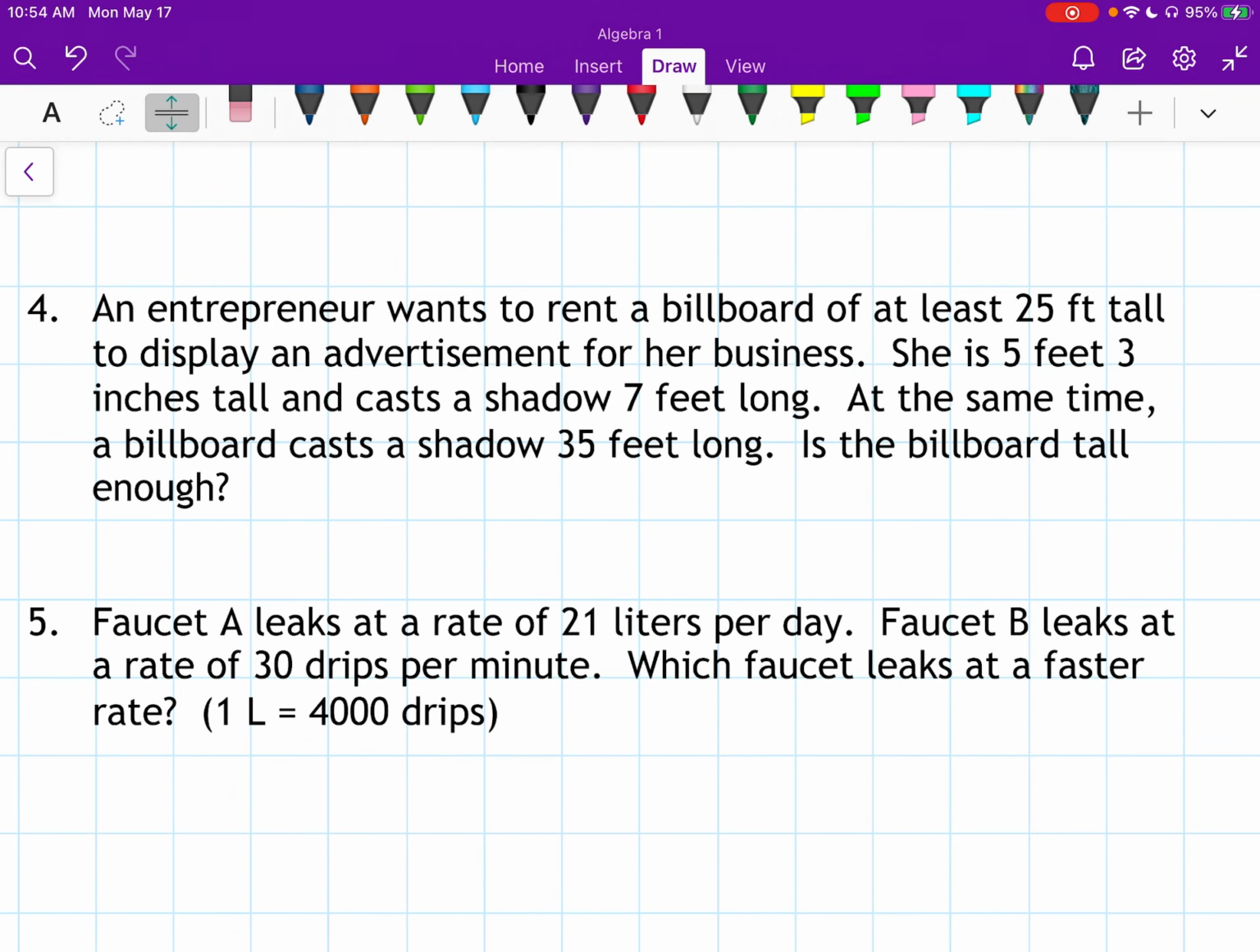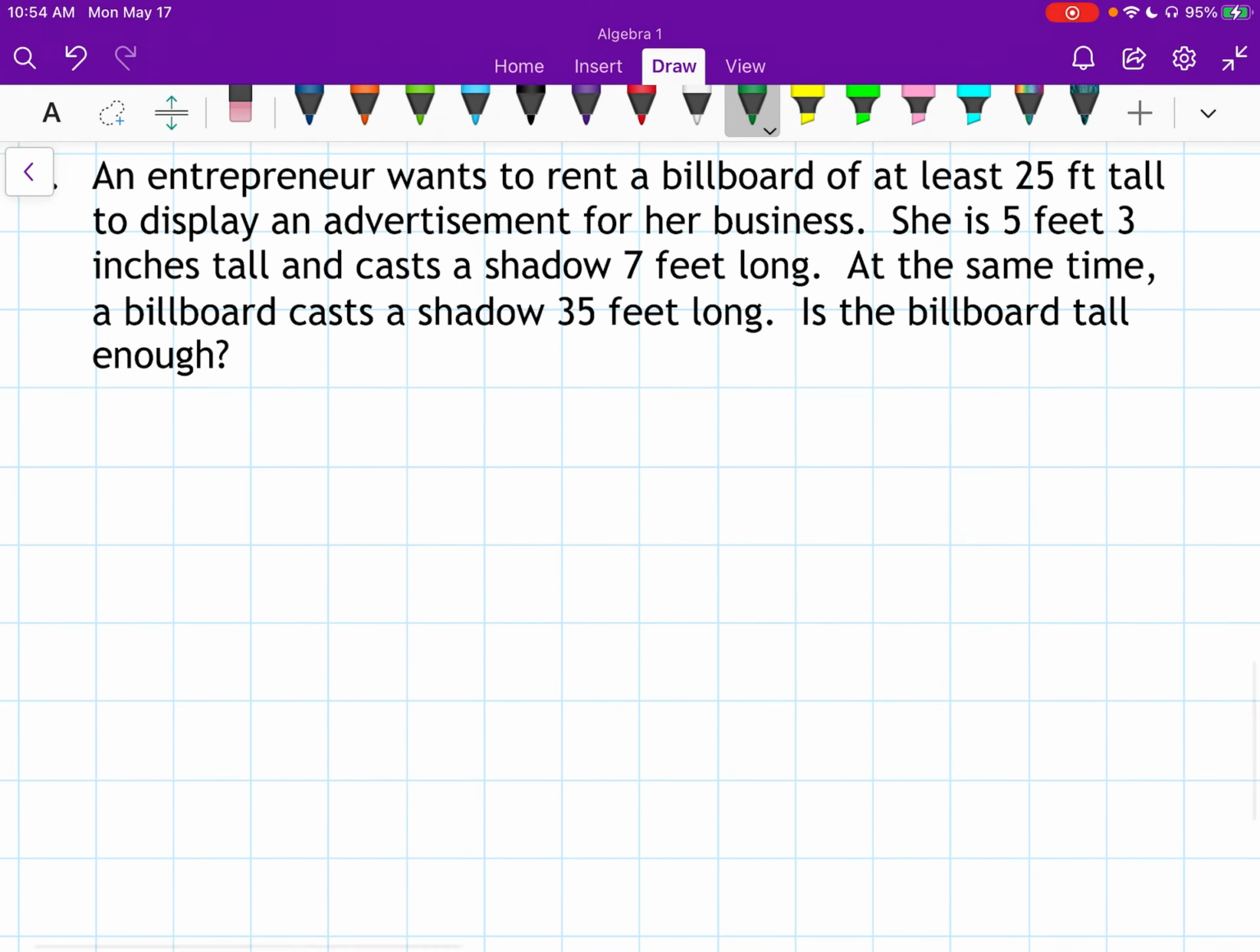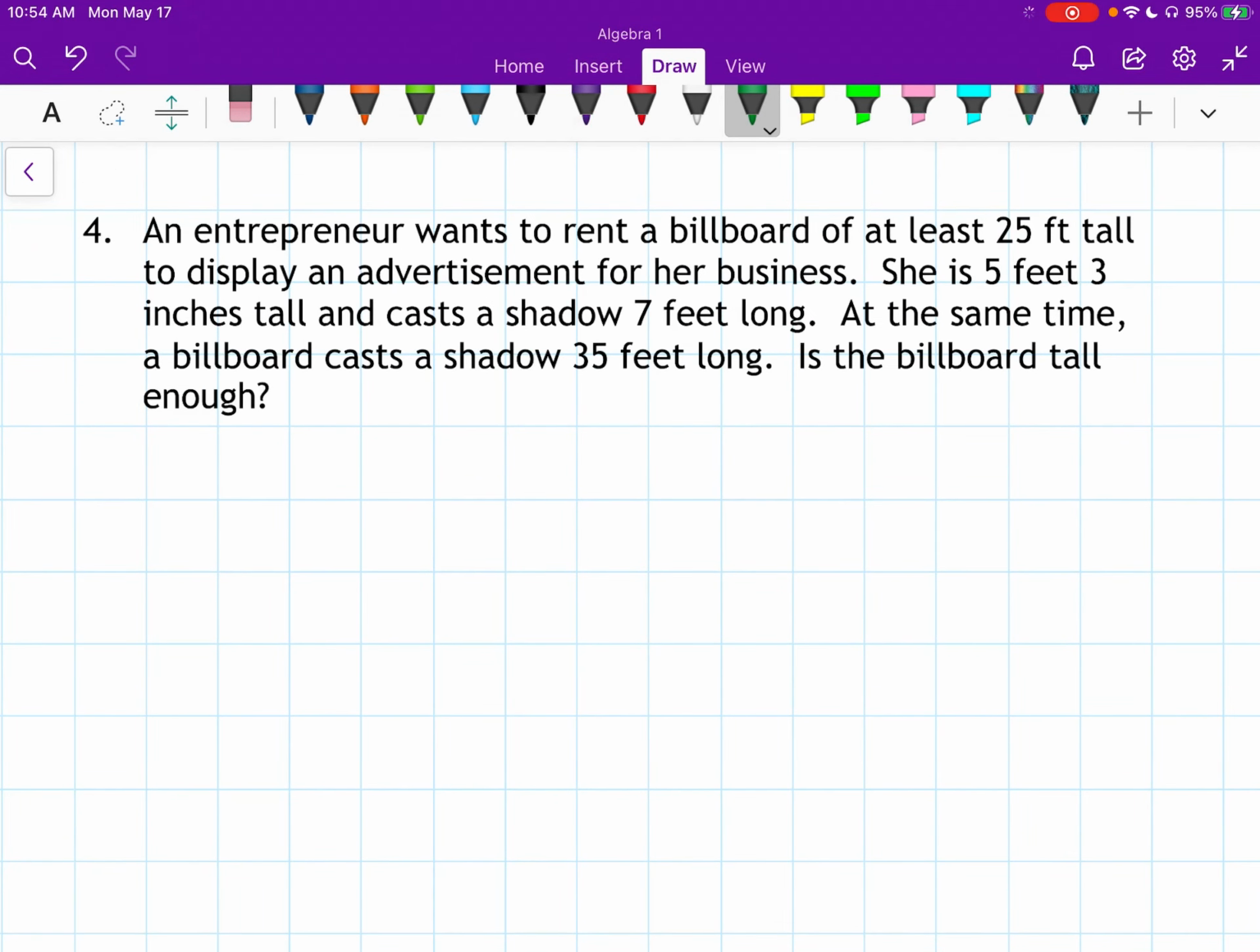An entrepreneur, well, let me open this before. An entrepreneur wants to rent a billboard that is at least 25 foot tall to display an advertisement for her business. She is 5'3" tall and casts a shadow that is 7 feet long. At the same time, a billboard casts a shadow 35 foot long. Is the billboard tall enough?